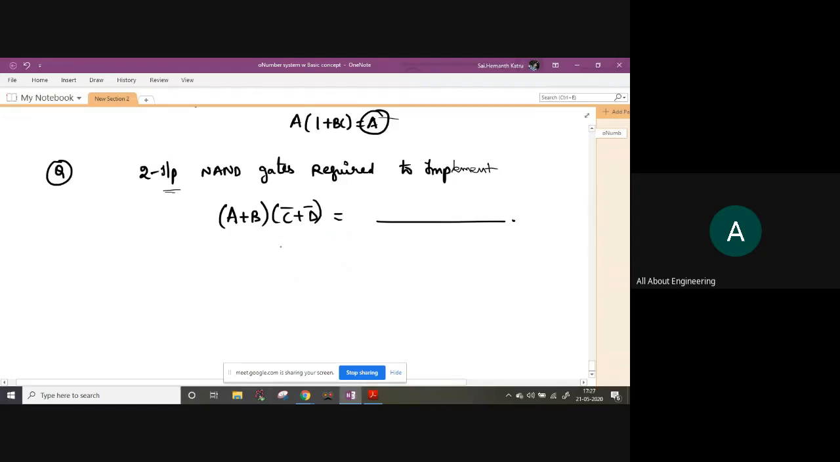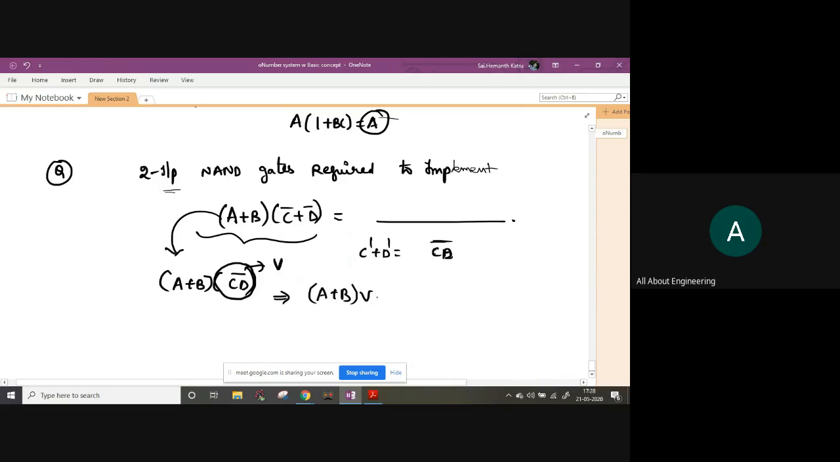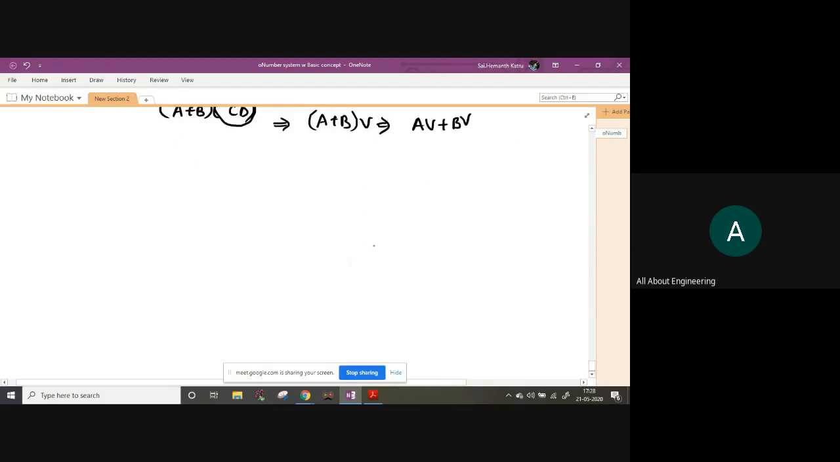So what you have to do is modify the form of the question that I asked you. C bar plus D bar can be written as CD whole bar. This is the only thing you have to do to get the answer. Now I'm going to write the same question as A plus B into CD whole bar. Let me assume this CD whole bar as some variable V. Now if I multiply A plus B into V, I will get AV plus BV. So far it is okay, right?